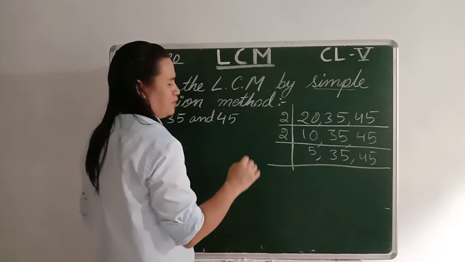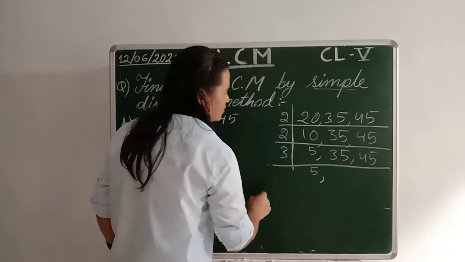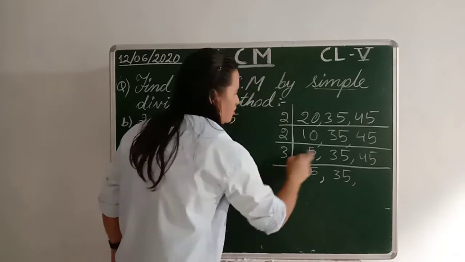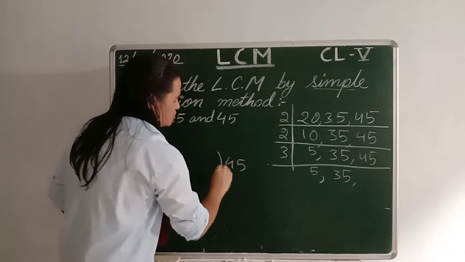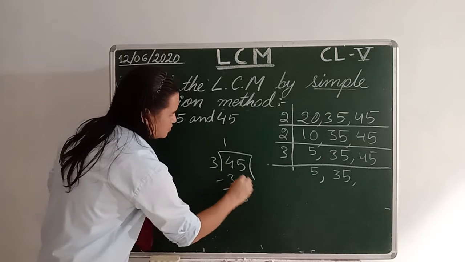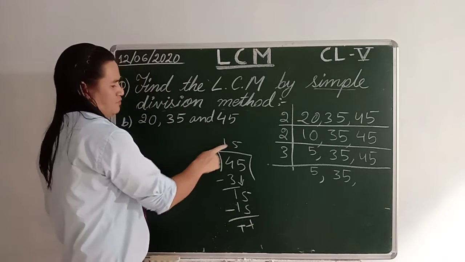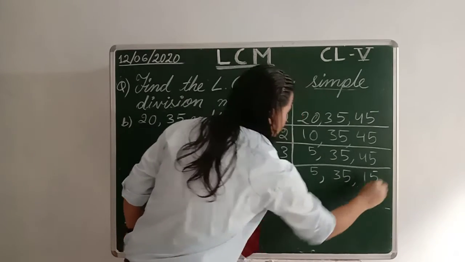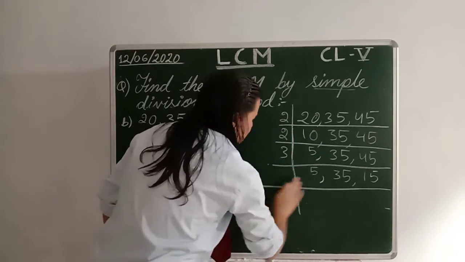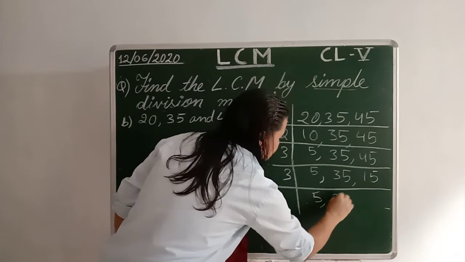So here 30 by 3. 5 we cannot break down, so as it is you will write 5 over here. Now 35 also we cannot break down, so as it is we will write here. But here 45, as I have done in the previous number also, 3 1s are 3, 3 5s are 15, so 3 15s are 45. Now here again 15 can be broken down by 3, so 5 and 35 will write as it is.